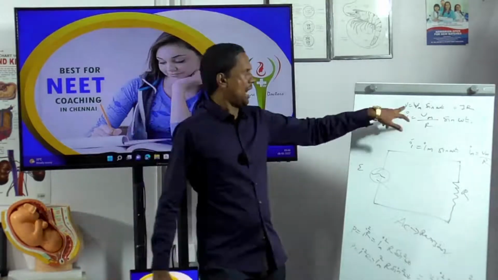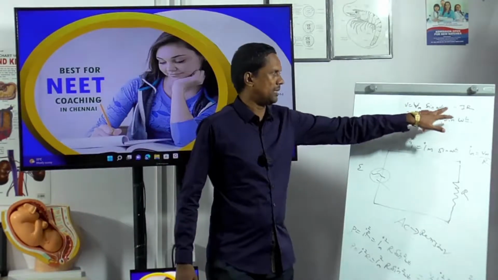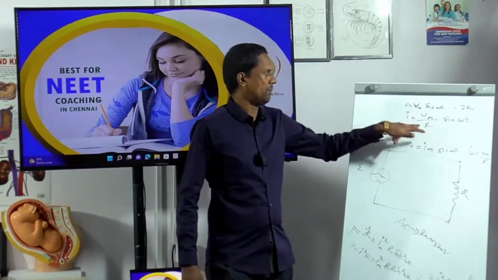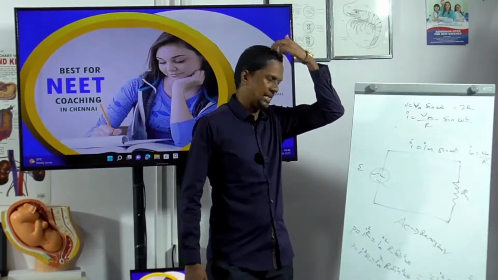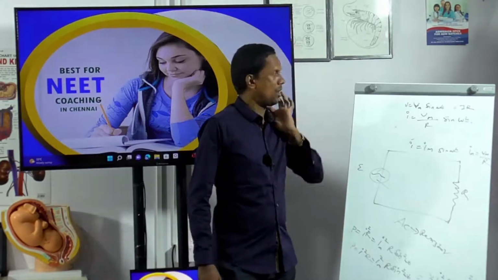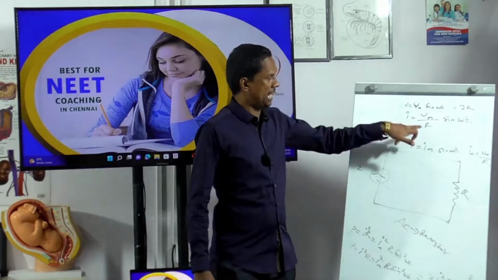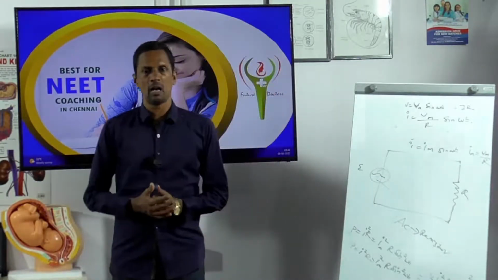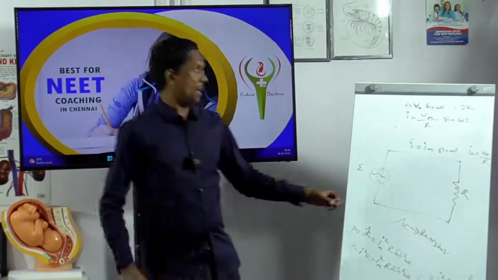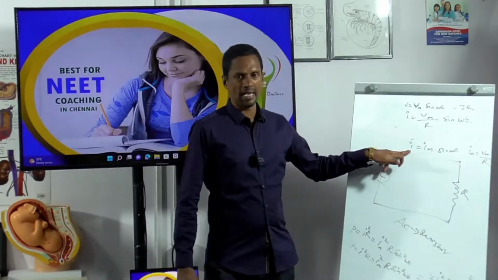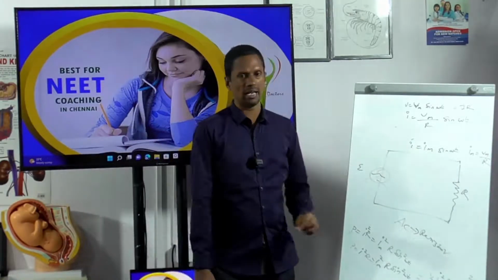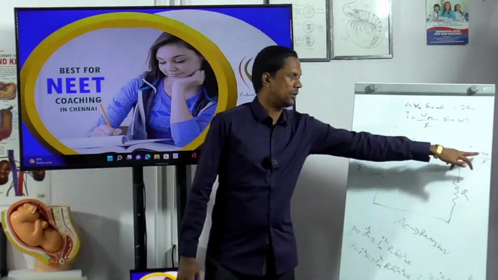So V is equal to Vm sin omega t, which is equal to IR. I is equal to Vm by R sin omega t. Now Vm by R, how can I write it? This is the maximum value of the current. So I is equal to Im sin omega t, where Im is equal to Vm by R.